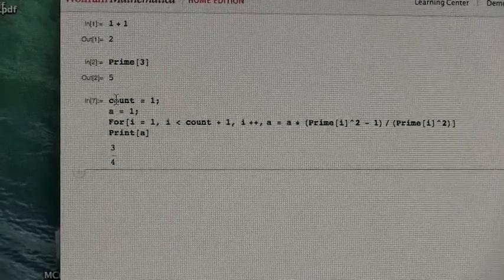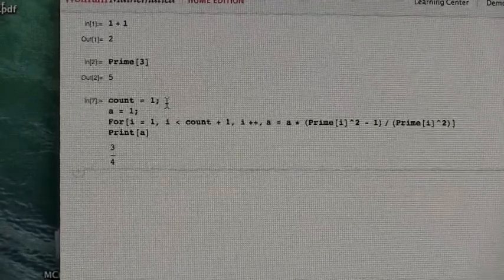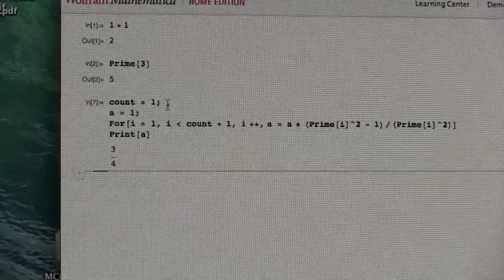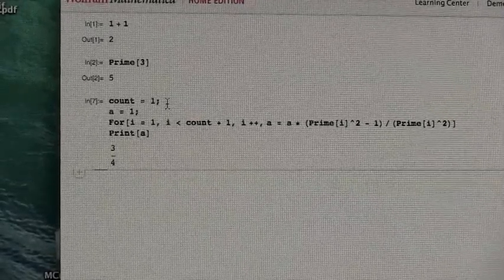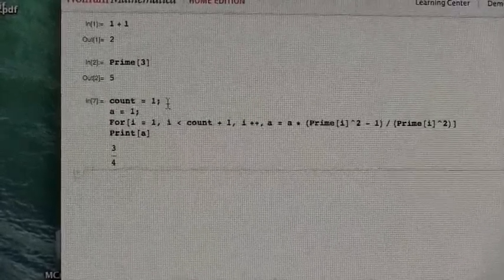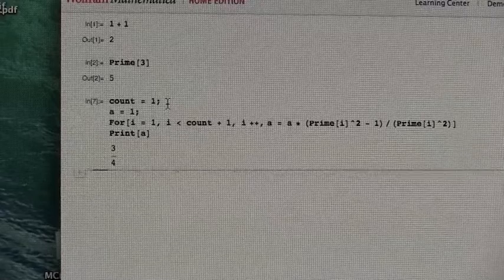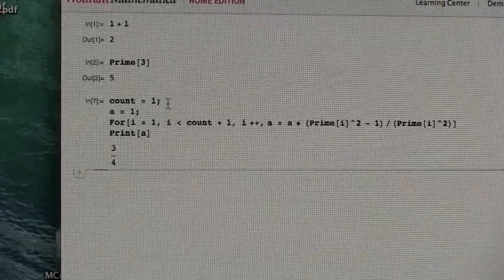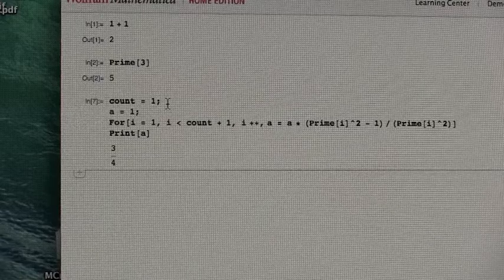Okay, so we've come up to Mathematica and we've written a little program that's going to evaluate the product that we were looking at before. And that product involved computing the product of infinitely many expressions. So how long do you think it's going to take for Mathematica to do that? Infinity. Yeah, so we just have to approximate.